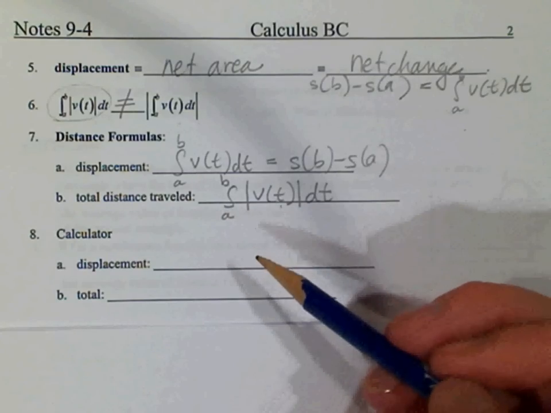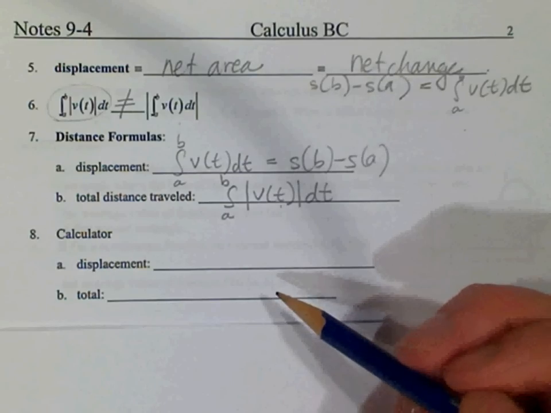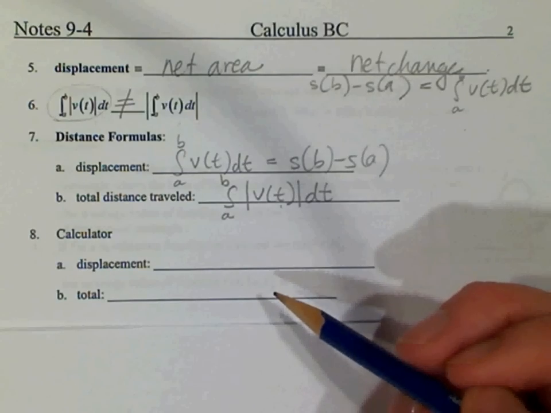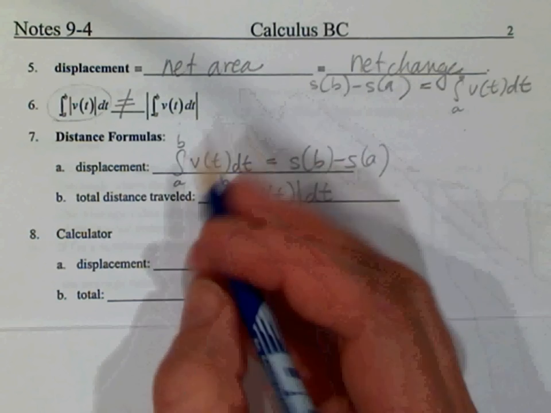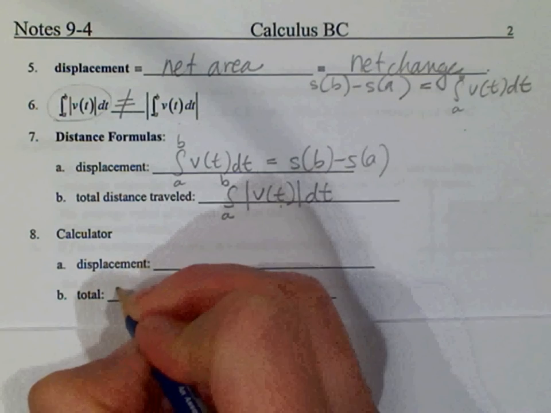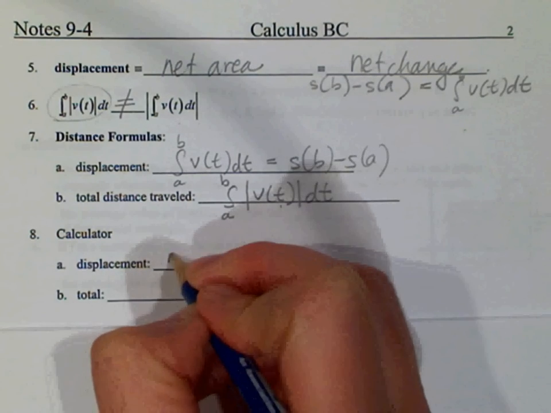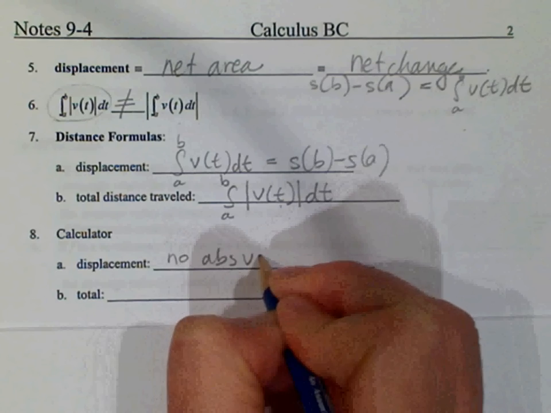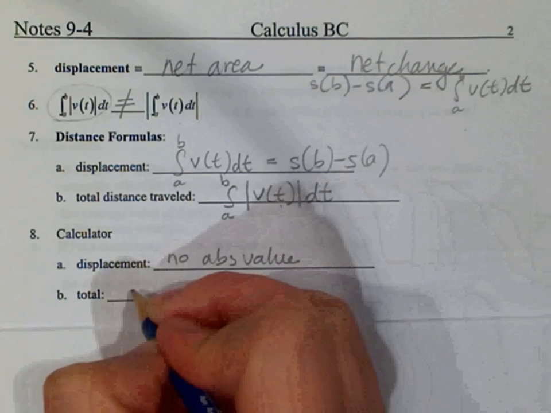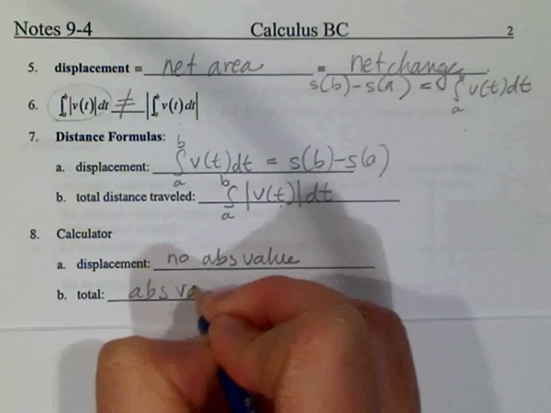Now, as it plays out on the calculator, that's still the same thing. For displacement, you do not need the absolute value sign, so no absolute value. And then for total distance, make sure you put in the absolute value brackets.